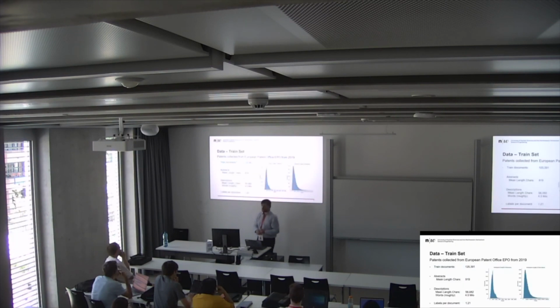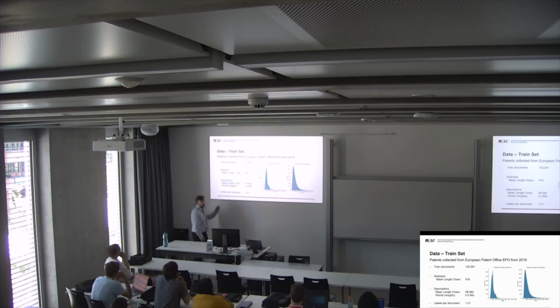There's also a big difference in the abstracts. So the mean length of characters per abstract is about 900, and the descriptions are about 56,000. And they have quite different vocabulary. So about 5 million words.